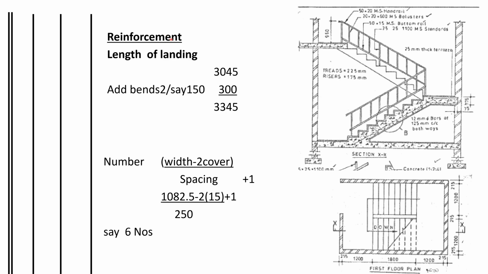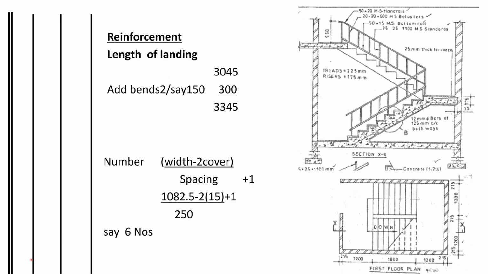Reinforcement, we shall start with reinforcement at the landing. Every time we start with the landing, then we go to the flights. At the landing, we shall start with knowing what is the length of the landing. The length of the landing, we said, is 30, 45, where you add all these dimensions here.